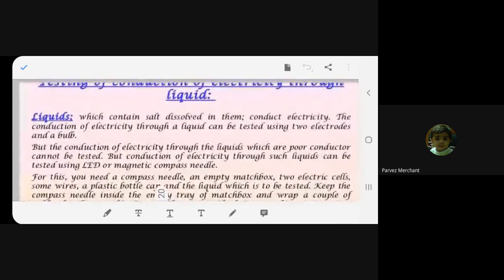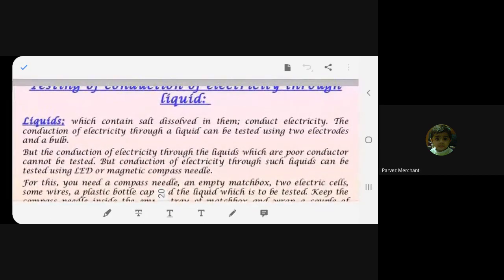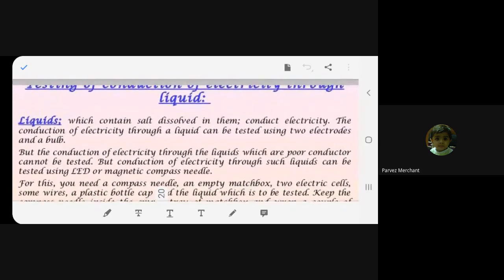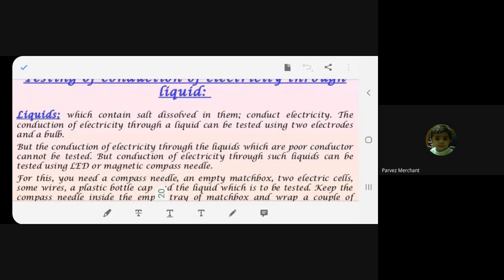Now we are going to do a certain activity to see the testing of conduction of electricity through liquid. So far what we did, metals, solids, isn't it? So far what we did, beta? We tested with solids. Now we are going to test the conductivity with liquids. Liquid. Start.